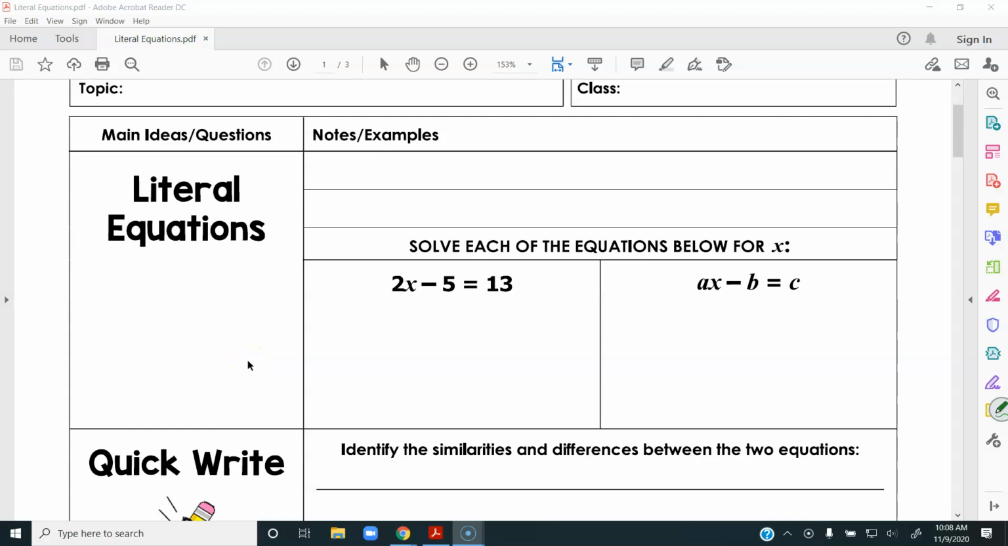Hey guys, we're going to continue working on literal equations. You guys are going to find the first part of this video is very similar to what we did on Thursday, and the second part will be a lot different. So, literal equations, the notes and examples.